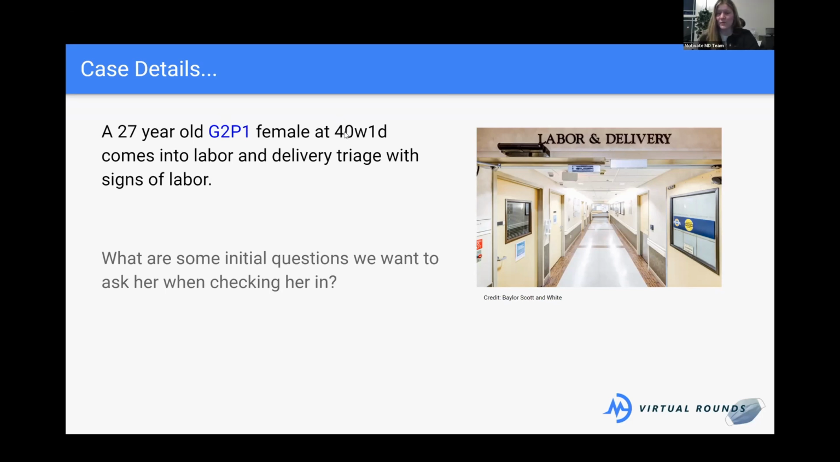And she is at 40 weeks and 1 day gestation, which is full term. She's coming into labor and delivery triage with signs of labor. So imagine you're staffing labor and delivery and this woman comes in, 40 weeks pregnant, and it sounds like she is having signs of labor. What are some things we'd like to ask her when we're getting her checked in?